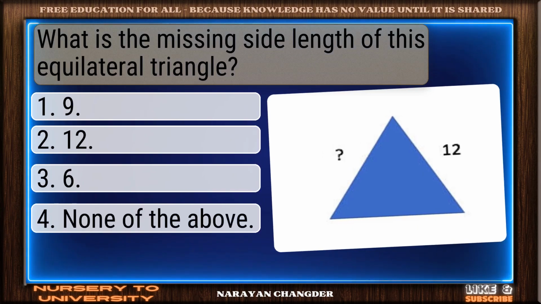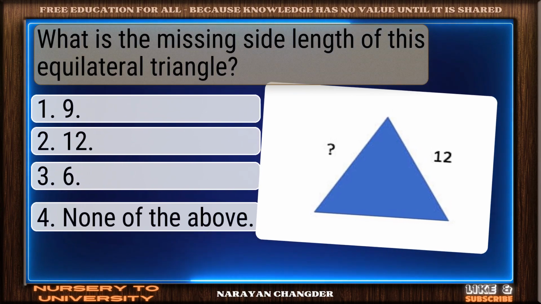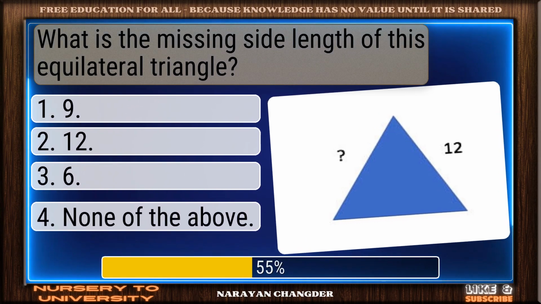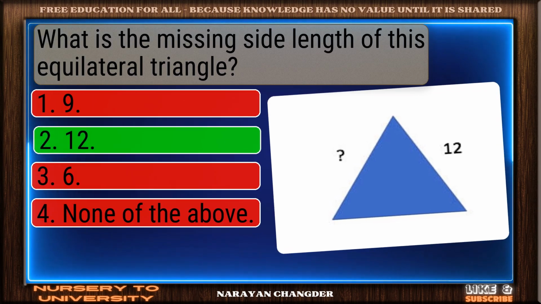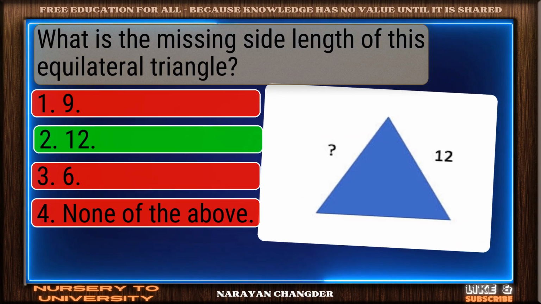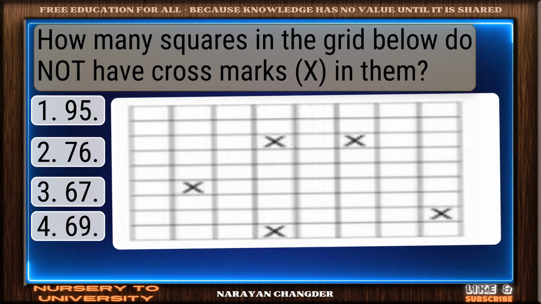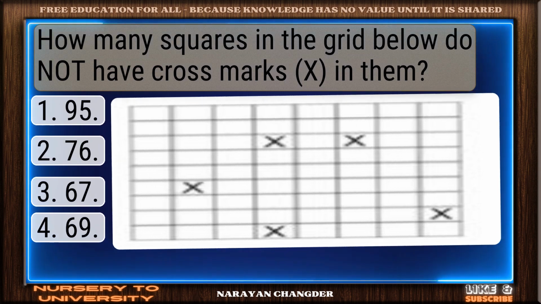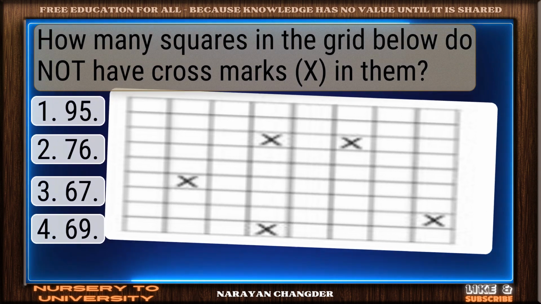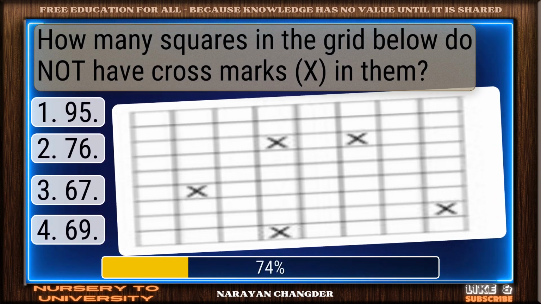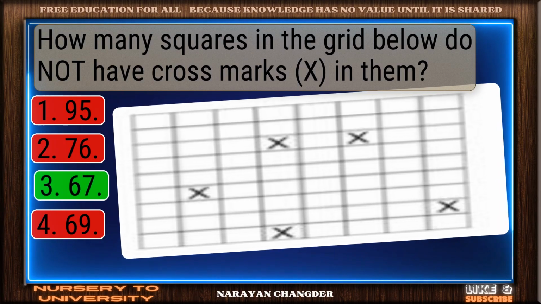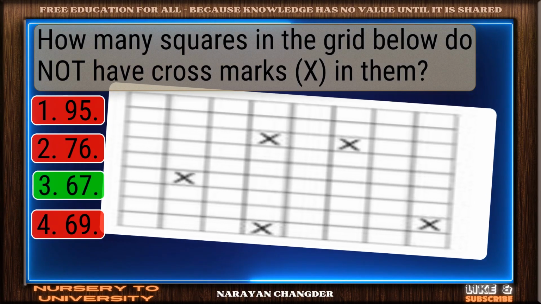What is the missing side length of this equilateral triangle? Correct response. 12 is the most accurate answer. How many squares in the grid below do not have cross marks in them? Exactly. 67 makes sense and it is the right choice.